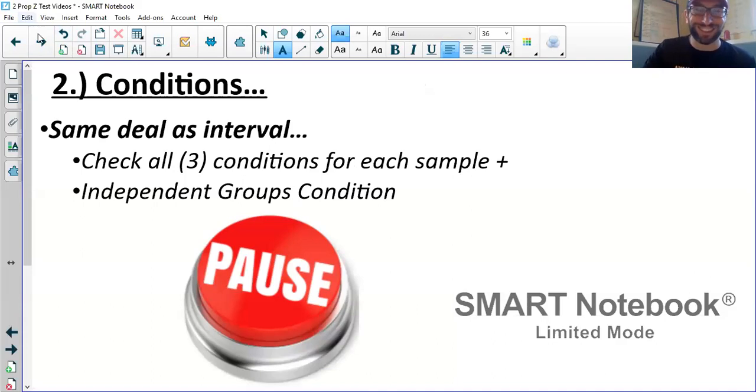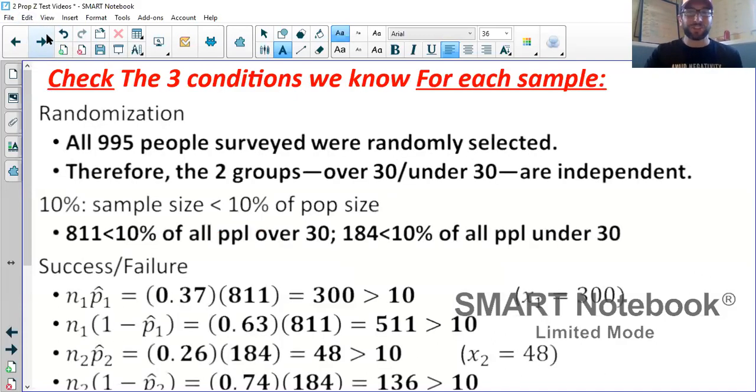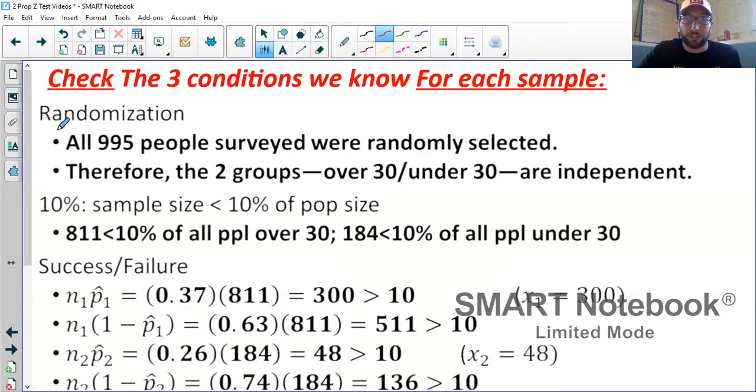Unpause. All right, so here you go. So conditions, right? This is the same exact slide we saw in that last video. So randomization, one thing I'll point out here is notice I chose, you don't have to do this, but I chose to kind of lump the independent groups. So I'll say random and independent groups condition with randomization, because those things kind of connect.